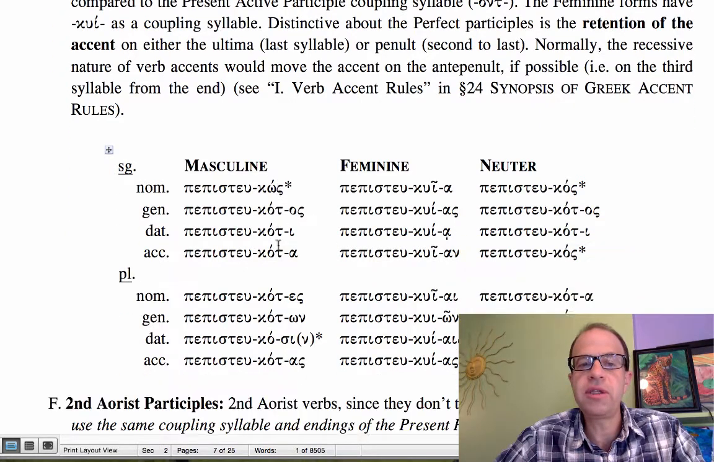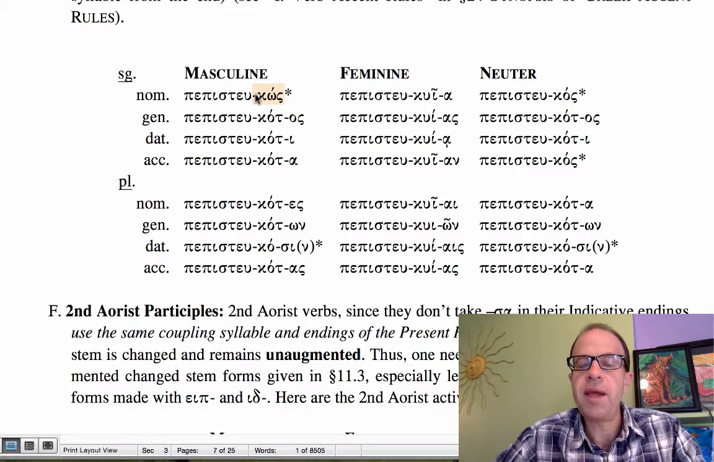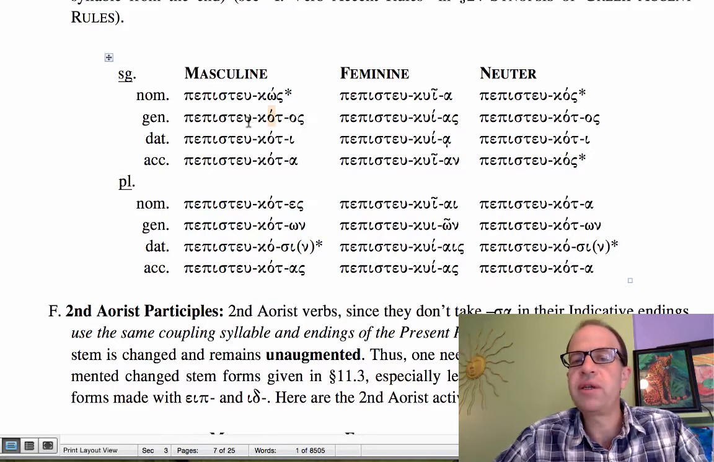For the perfect participle, you can see as well that you have a kappa for the masculine and for the feminine, and you have the characteristic missing of the nu, and that'll help you with identifying these forms. Also, if you've been keeping track of accents, which I know are not stressed a lot in learning beginning Greek, there's a violation of accent rules here. Typically, this accent would want to get onto this preceding syllable, the antepenult syllable, but it's retained over the coupling syllable, and that's characteristic of the perfect participle formation. Kos, kotos, koti, kota for the masculine. The feminine coupling syllable is kui, kuia, kuias, kuia, kuian, and you can see the neuter there.